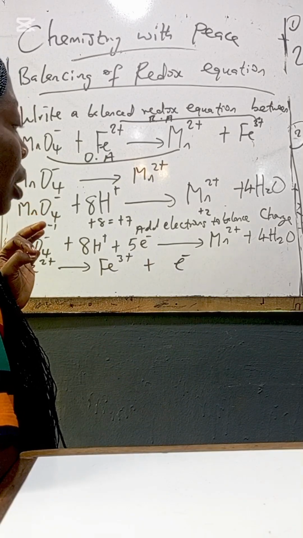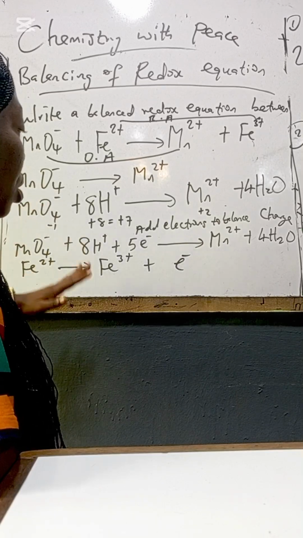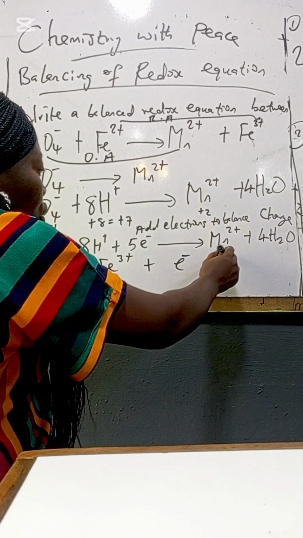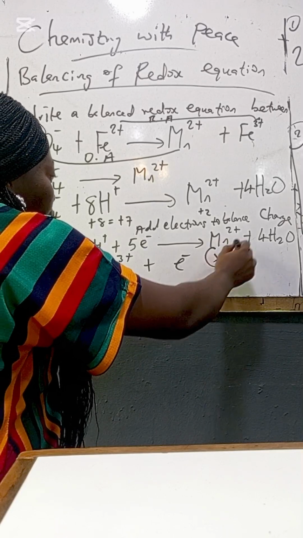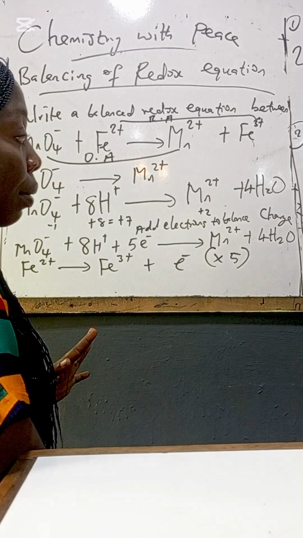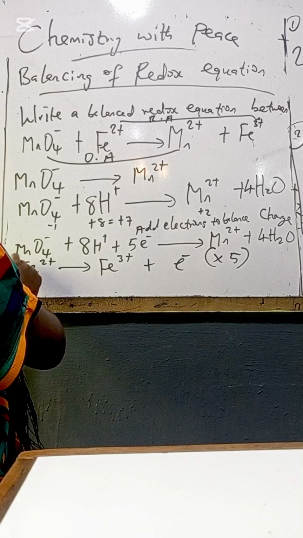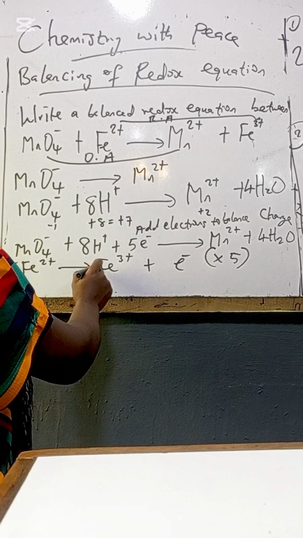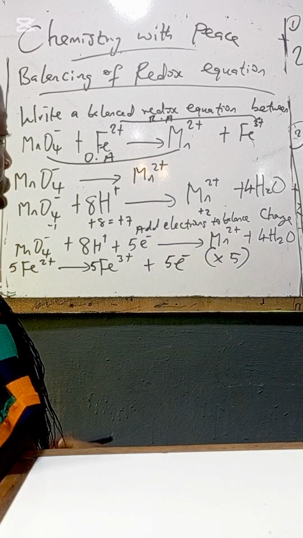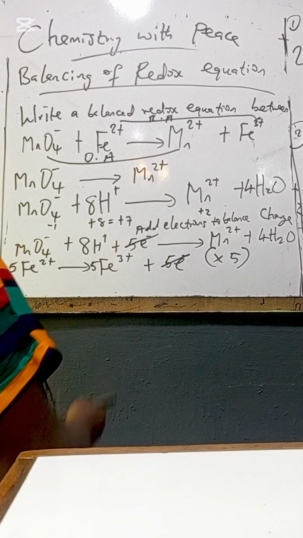So we are going to make sure that the number of electrons in the oxidation half equation is equal to the number of electrons in the reduction half equation. What are we going to do? We are going to multiply this half equation by 5. Sorry, I'm managing the board, so that's why I have to clear everything up there. So with that, we are going to have 5 iron 2 ion, 5 iron 3 ion, and then 5 electrons. At this point, this electron will cancel the electron.